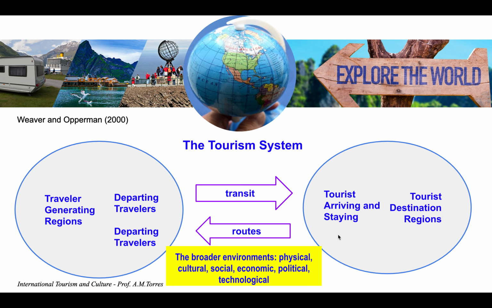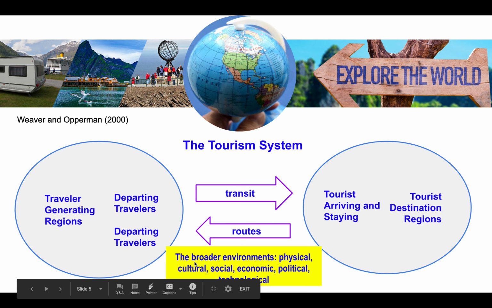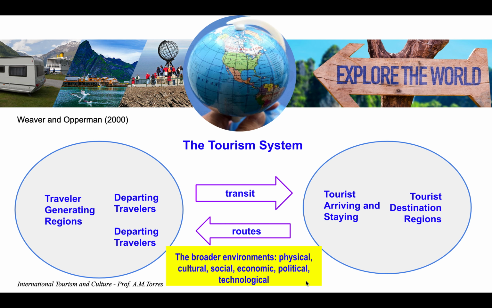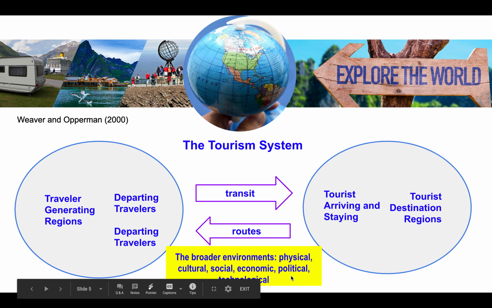Okay, now let's take a look at the yellow box here. What does it mean, the broader environments? This is something that is different compared to the previous tourism system illustration. So this broader elements that is made of physical, cultural, social, economic, political, and technological is what we call the macro environment.